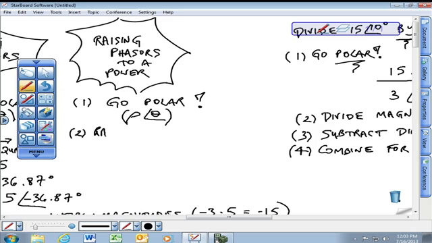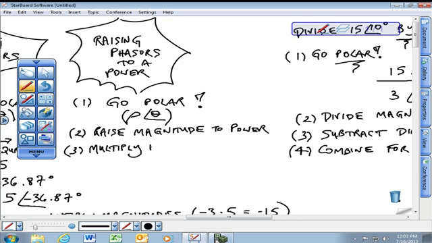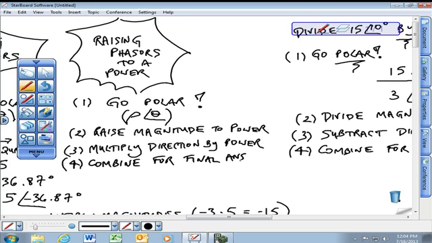Second step is you're going to raise your magnitude to a power. So whatever the magnitude is, that's your rho. You're raising it to the power given. Third step, you're going to multiply your angle or your direction by the power. Right? That's important to understand. So you're multiplying whatever that theta is by the power. And then fourth and final, you're going to combine for your final answer. All right, so let's do a problem so you can see this in action.